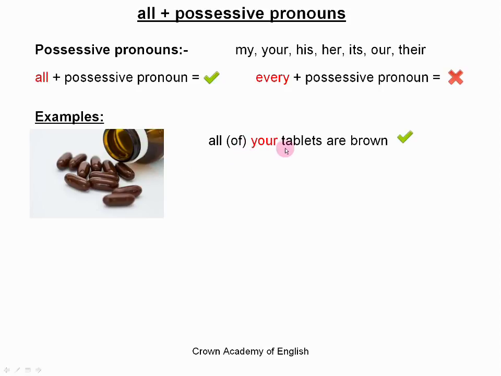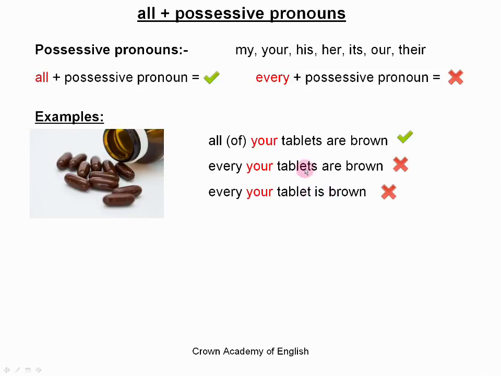we must use the word all. So we can say all of your tablets are brown. That is correct. But we must not say every your tablets. So if we use the word your, then every is wrong. We cannot say every. So this is wrong. And that is wrong. So even plural or singular, they are both wrong. Okay? Do not use every with any of these possessive pronouns.